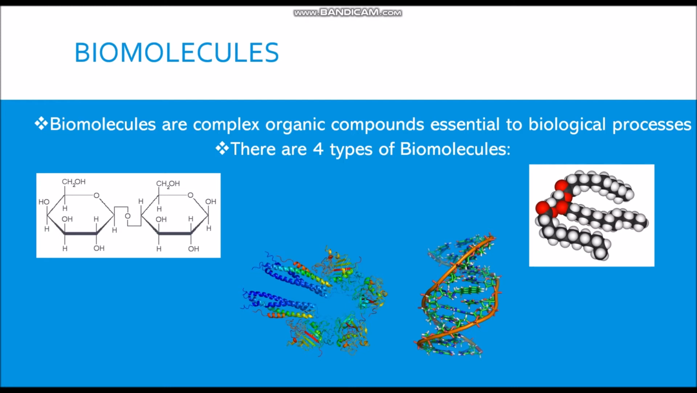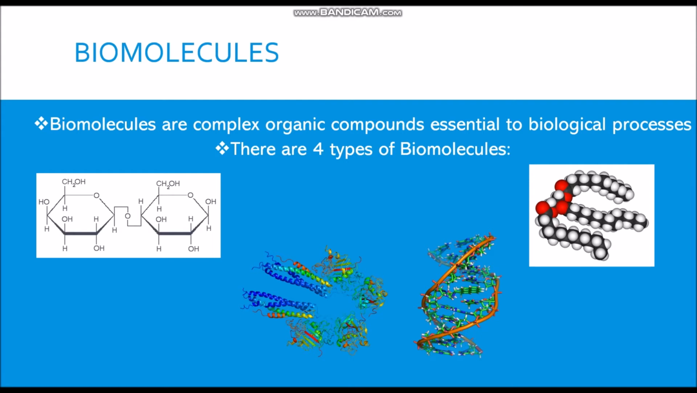So let's move on to biomolecules. We won't delve too deep into this because that's more biology. We'll just focus on the chemistry side of it. So biomolecules are complex organic compounds that are essential to biological processes. They're also called macromolecules because of how big they are. So there are four types of biomolecules over here.